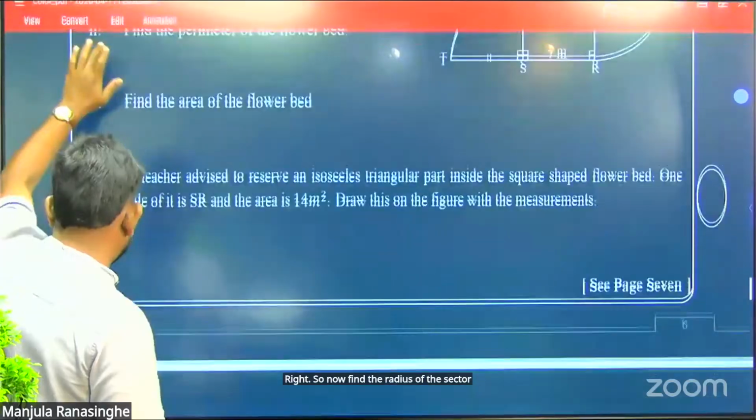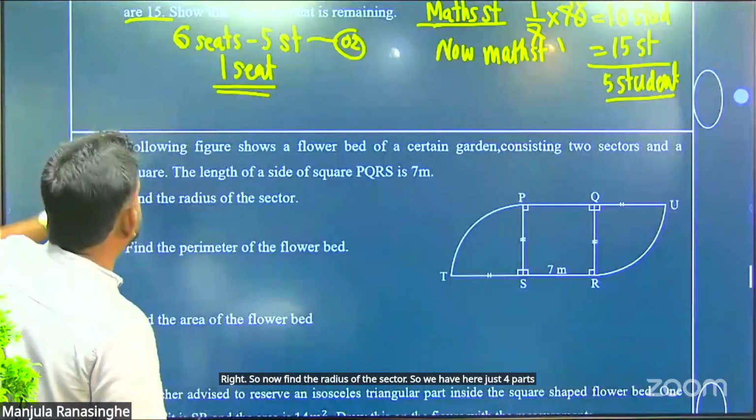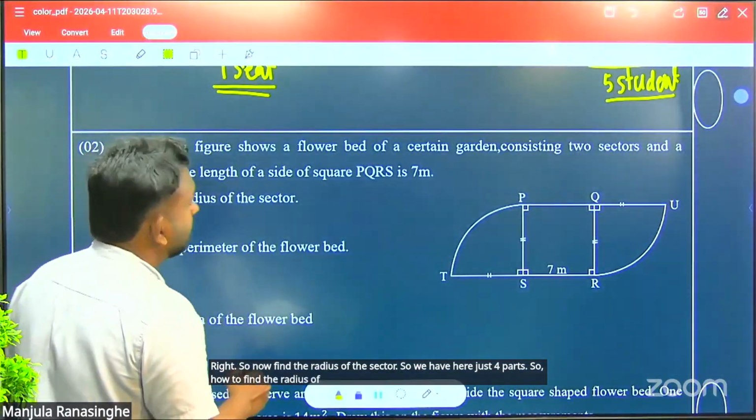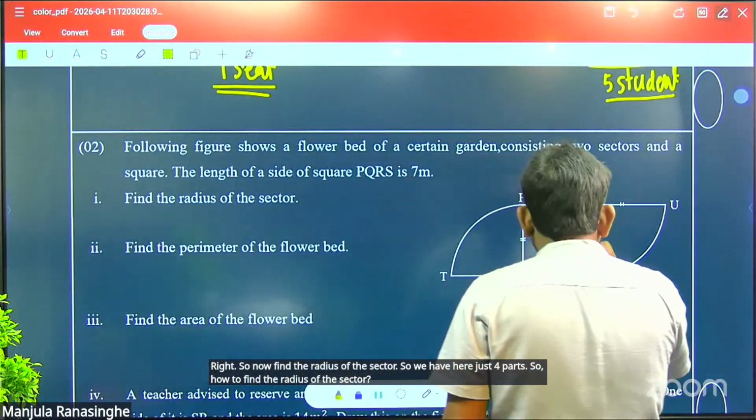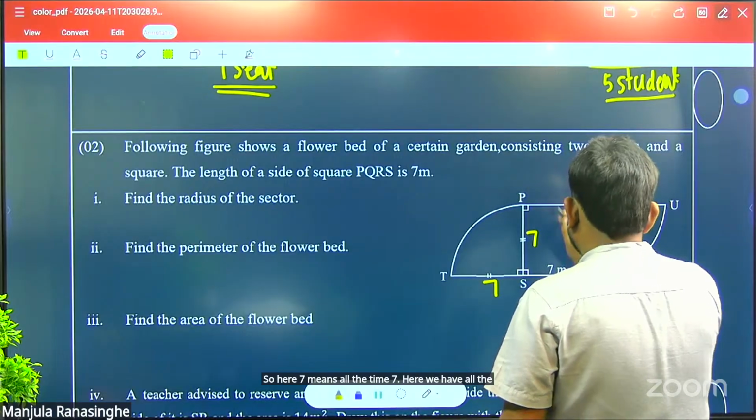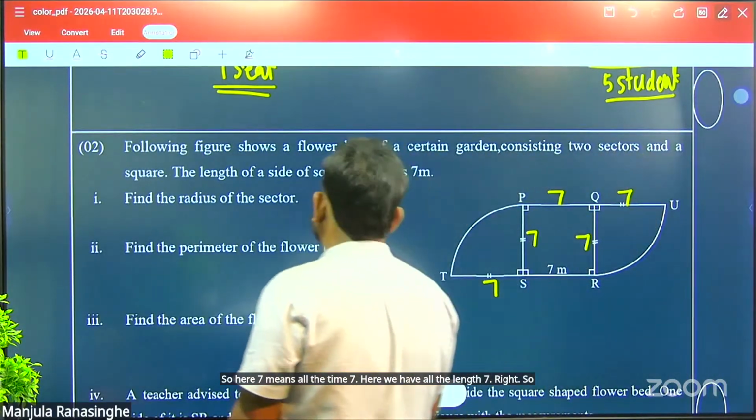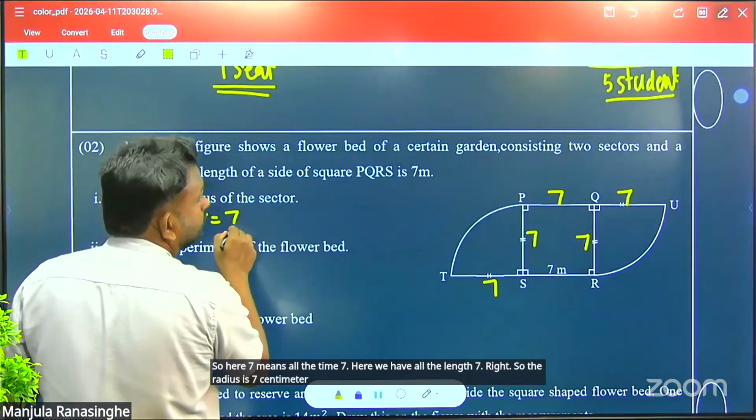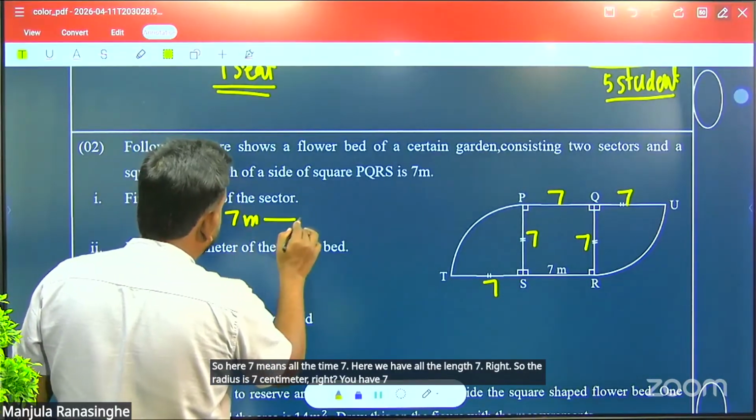So we have here just 4 parts. So how to find the radius of the sector? Here 7 means all the time 7. Here we have all the length 7. Right. So the radius is 7 meters. You have 1 mark there.